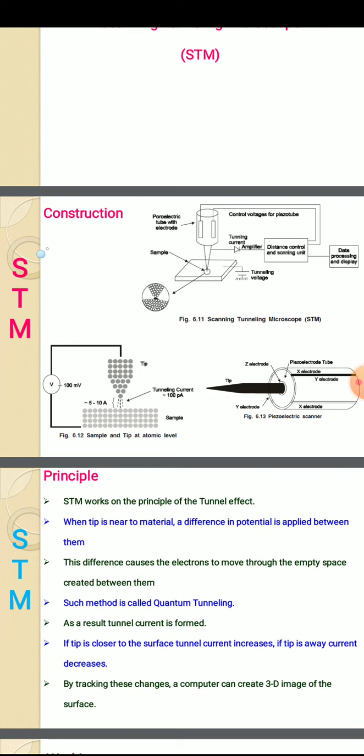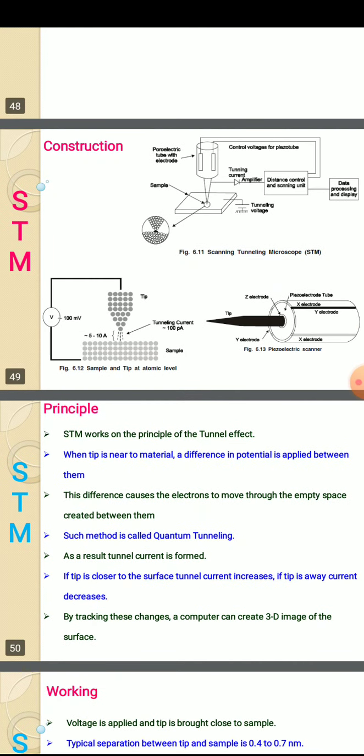The tip is brought near to the material, and a difference in potential is applied between them. Because of this difference, the electrons move through the empty space between them. Such a method is called quantum tunneling. Finally, the tunnel current is formed.